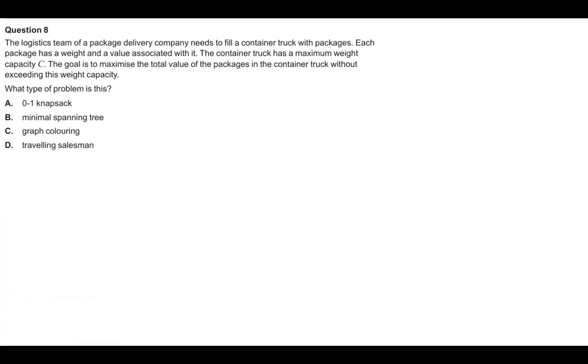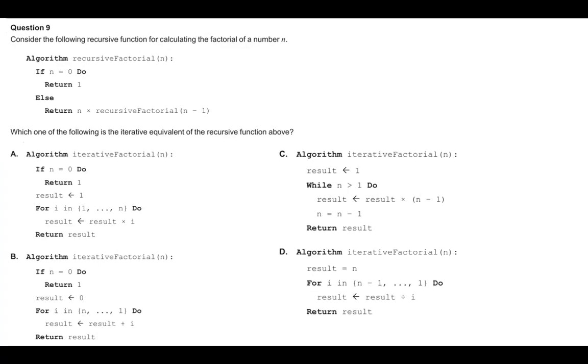So answer is D. This is almost exactly the 0-1 knapsack problem, except your knapsack is large and truck-shaped. So why is it doing that? There we go. Minimal spanning tree. I mean, there's just nothing about these that would conceivably be right. That's not a very good explanation, but I don't think anyone's going to be sitting there thinking, why is it not the graph coloring problem?